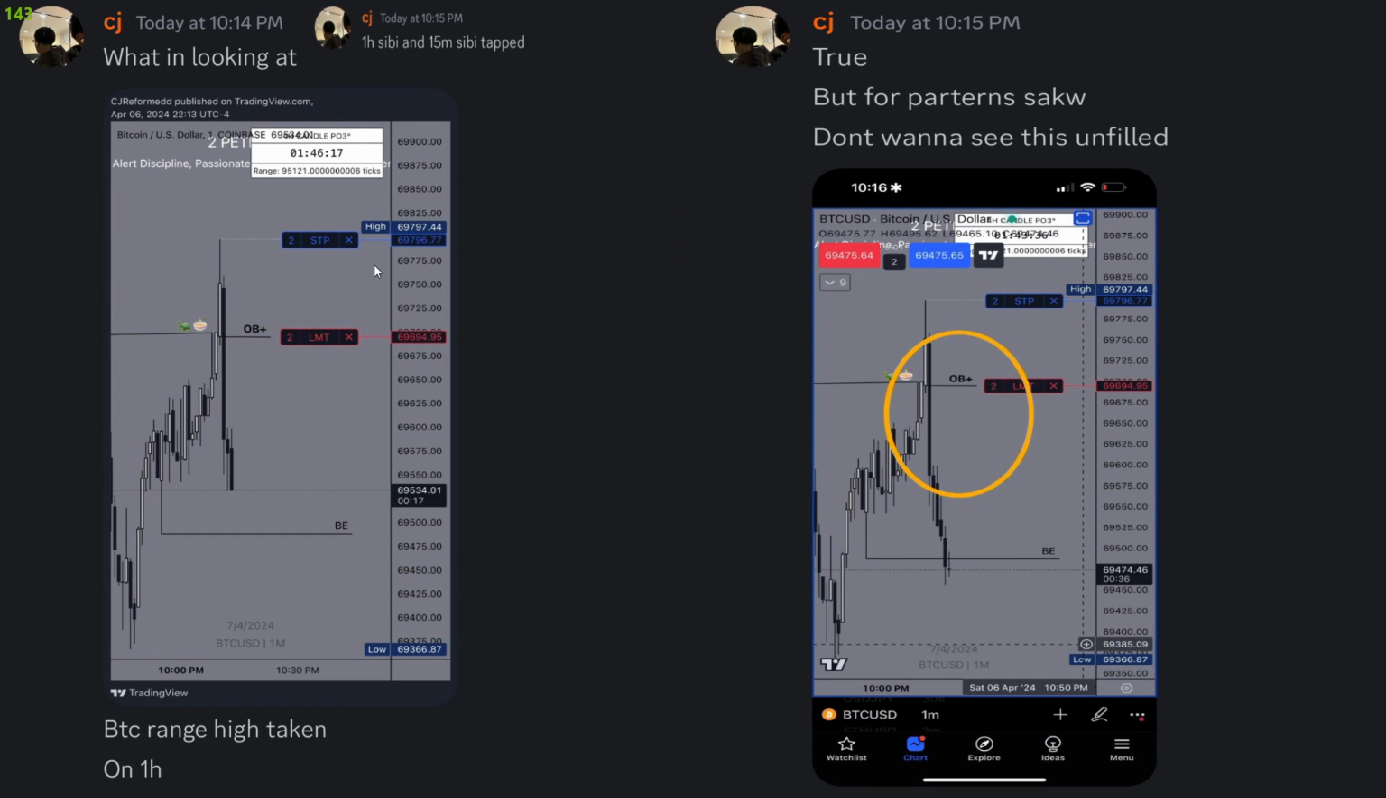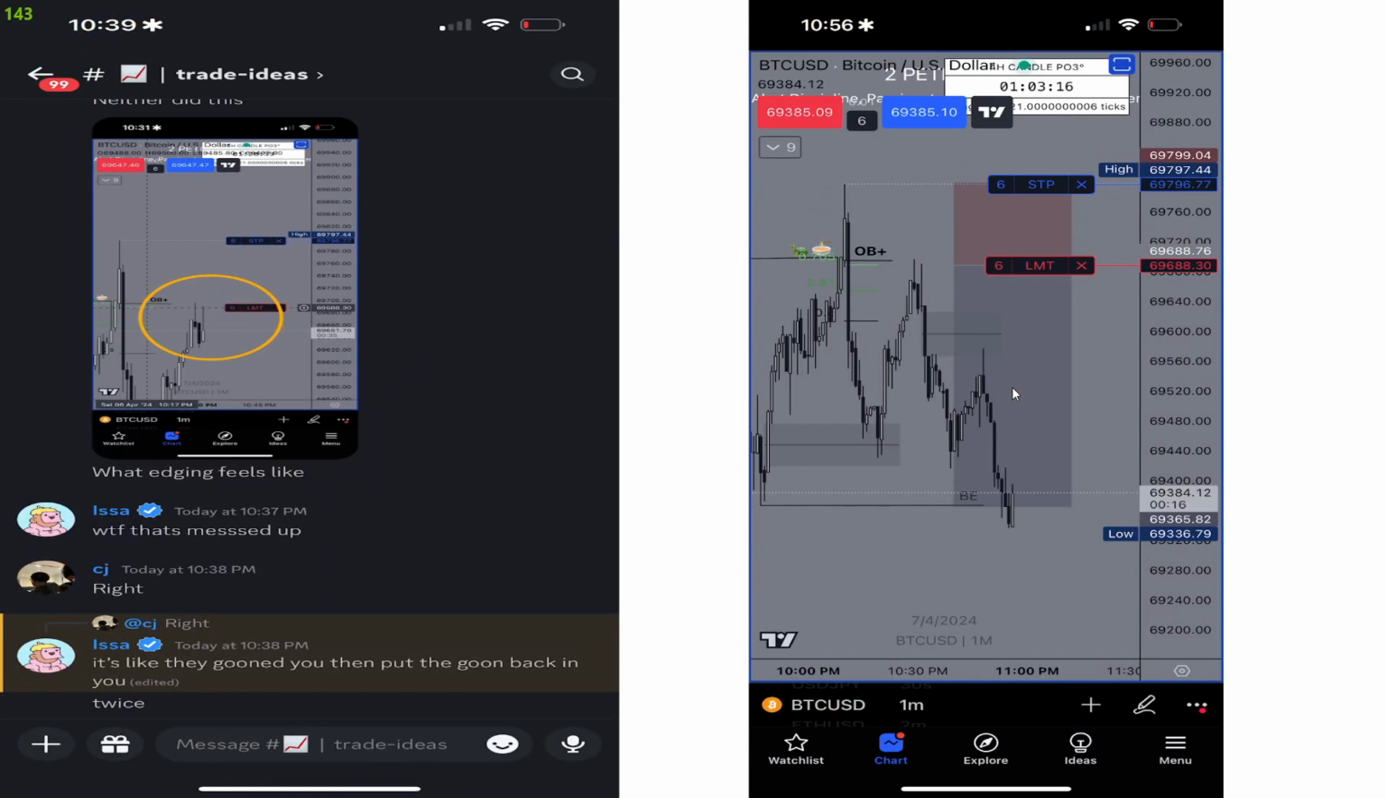Another one, this was just yesterday. I said, hey, this is what I'm looking at. 1-hour CB and 1-hour and 15-minute CB tapped. I want to see this hit, Bitcoin range taken high on the 1 hour. And then I said, this is when it continued to trade lower. People were talking, and I was like, for pattern's sake, I don't want to see this unfilled. So I actually wanted to put 6 coins on the play, and price never ended up filling me. Like I said here, I don't know, it was a glitch with TradingView.